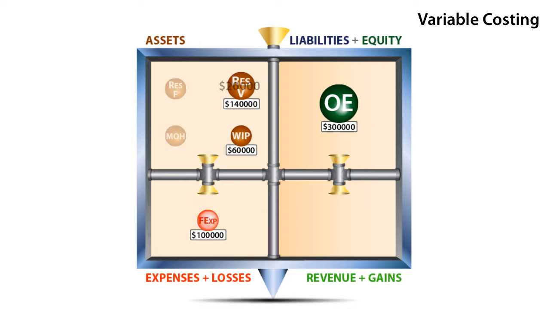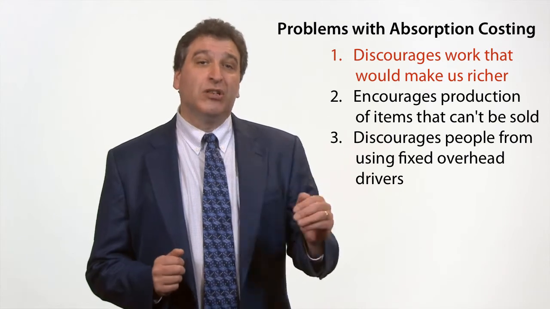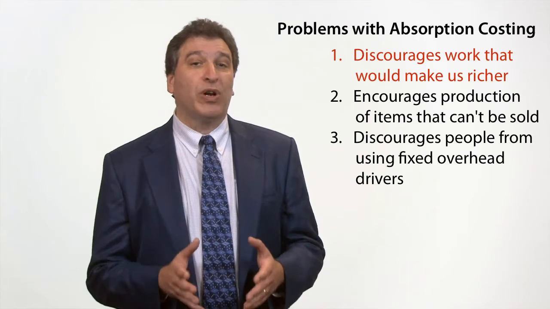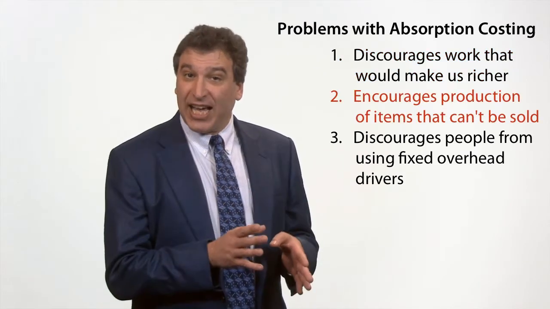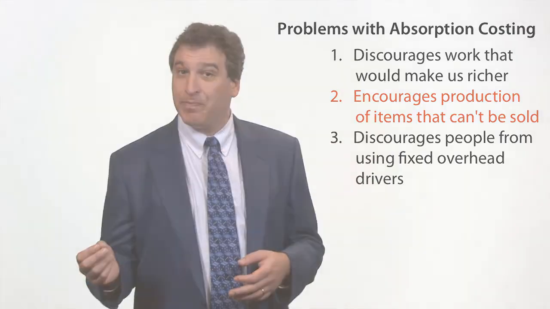Now we make another 5,000 units to get to our projection, and naturally, we're still left with a zero balance in manufacturing overhead because we're incurring and applying the same amount. $4 a shirt for variable overhead. Now remember those three problems with absorption costing? The first was that absorption costing discourages managers from taking on work that would make our organization richer. And the second was that we encourage our managers to make goods they can't sell.